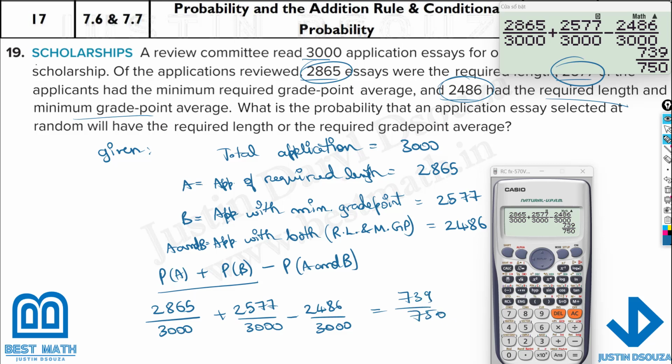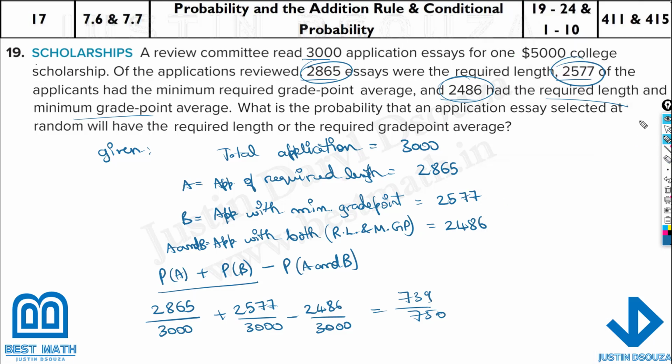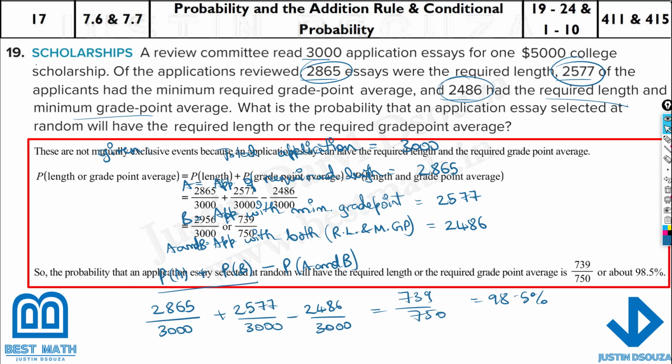But I would suggest you write it even in percentage. You can either put brackets and multiply it by 100, or whatever you get as the answer, multiplied separately by 100, it's 98.5%. Now they have not told us to round it off to the nearest tenth or anything. So 98.5%. I'm just going to write these two. Or you can write it as 0.985 as well. So that will be the answer.